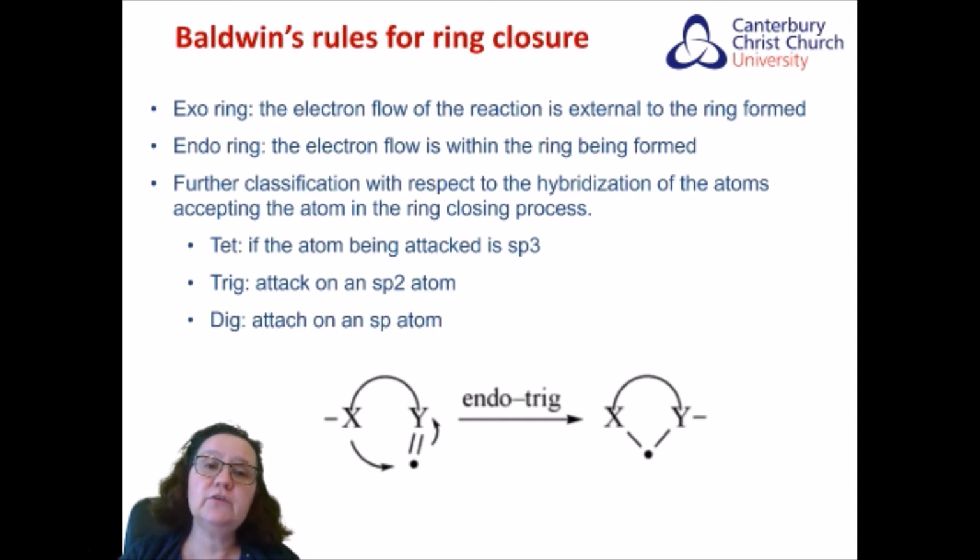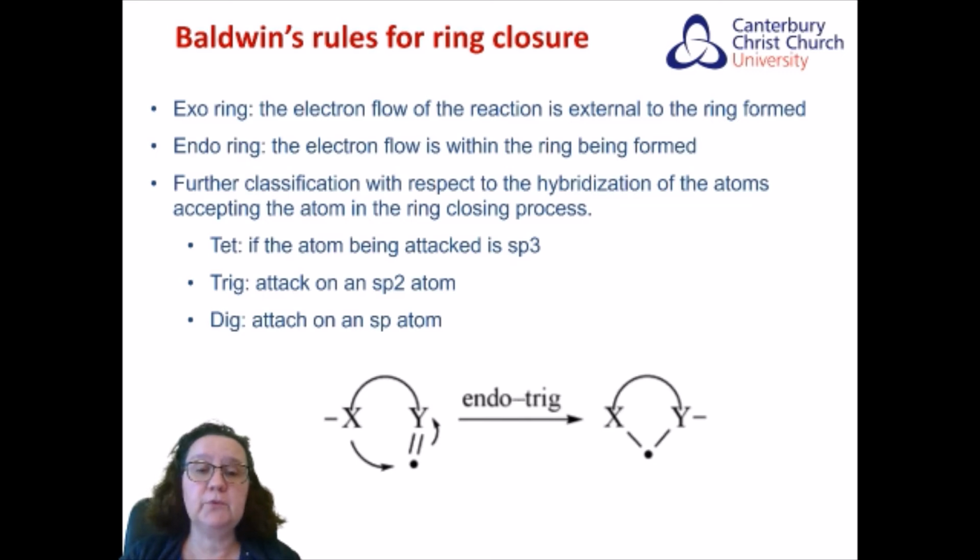So you have exo, electron flow outside the ring, and endo, electron flow within the ring being formed. And then he also classified the cyclization reactions depending on the atom that is being attacked. So a tet reaction, if the atom being attacked is an sp3 atom; trig, if the attack happens on an sp2 atom; and dig if the attack happens on an sp atom.